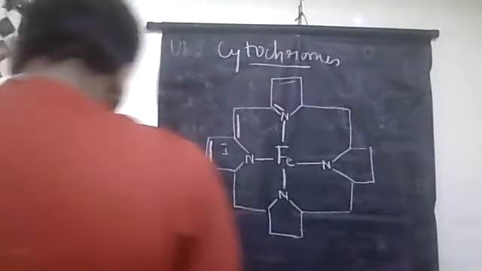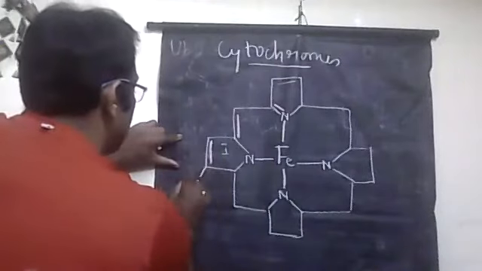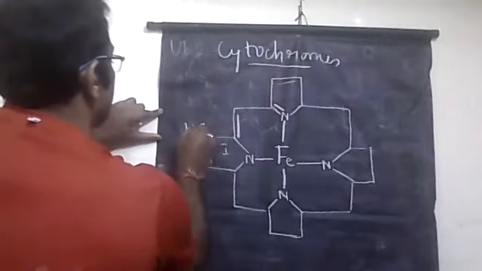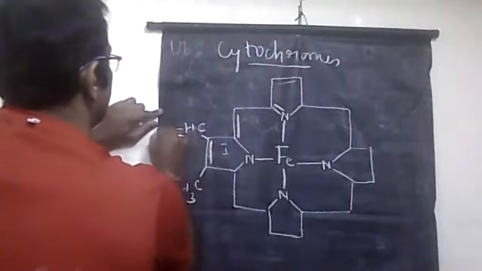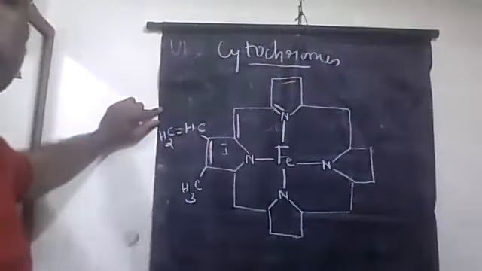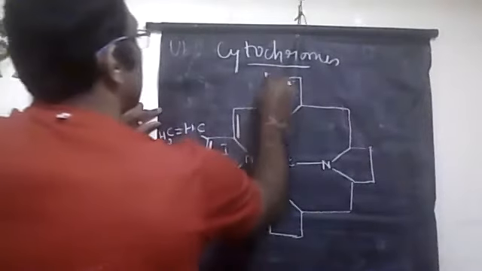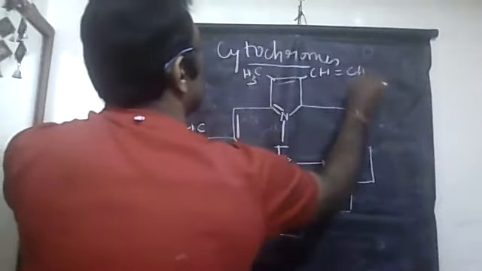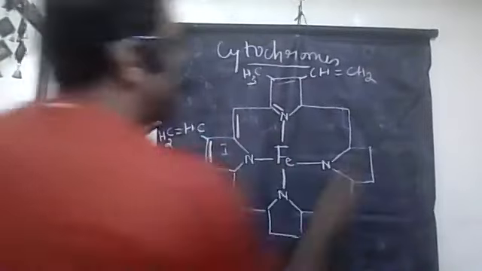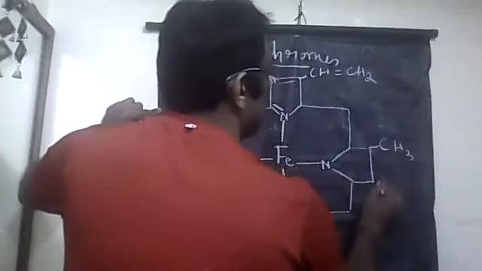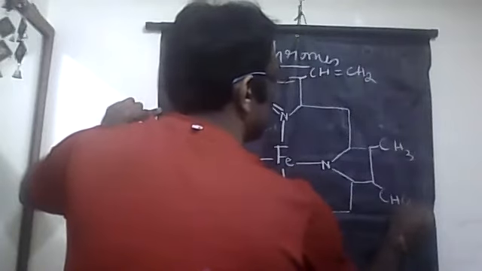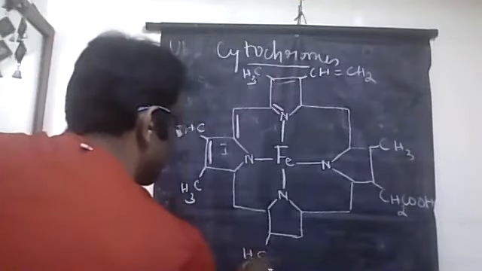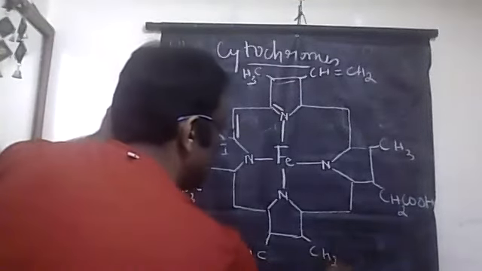I'll first draw the functional groups here. So you'll follow CH3, methyl group will be there. And here CH, CH2. CH, CH2. Similarly, here also CH3, CH, CH2. Okay, here CH3, CH2, COOH. Similarly, here also CH3, CH2, COOH.